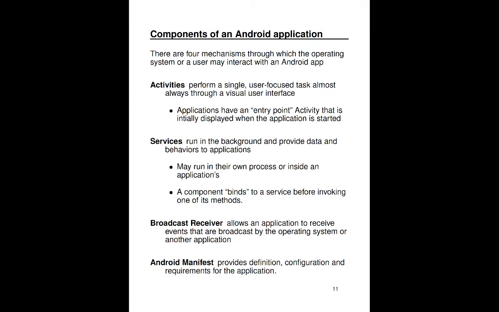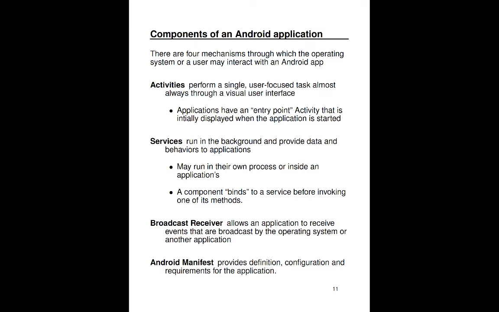Android applications may also be interacted with through their services. Services run in the background and provide things like data or behaviors to other applications. A service may run as part of an Android application or might run in its own process on the device. Components interact with services by binding to them, and then it's basically like a remote object. It can invoke one of its methods.